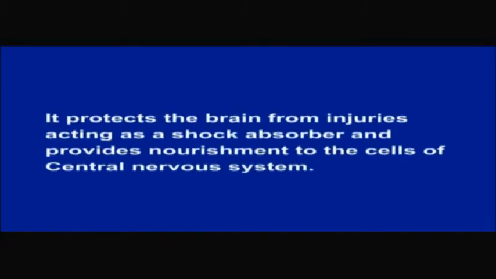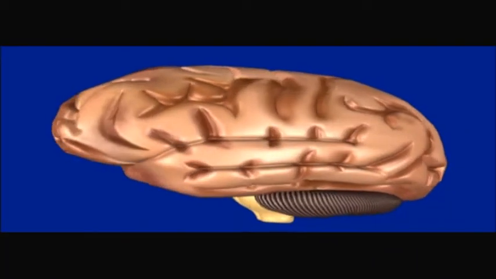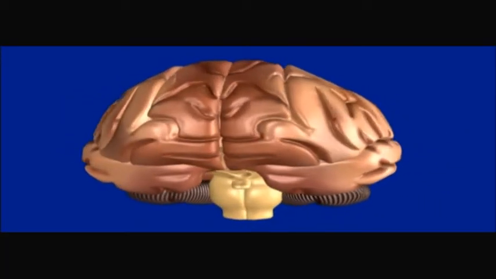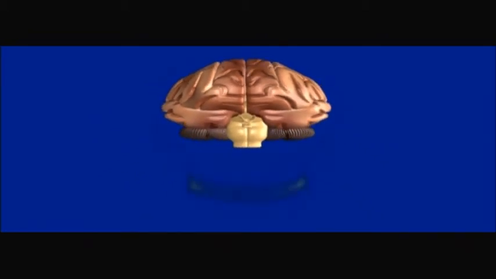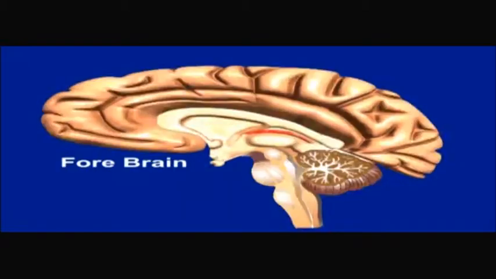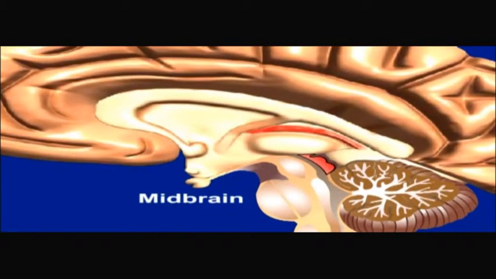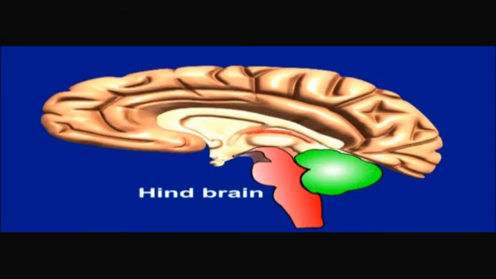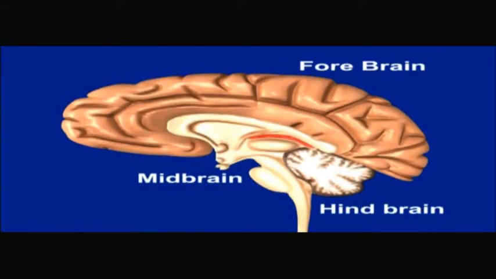It flows from brain to spinal cord and also from spinal cord to brain. It protects the brain from injuries, acting as a shock absorber, and provides nourishment to the cells of central nervous system. Brain. It is a soft and delicate structure, enclosed in a bony structure called cranium. Cranium protects the brain from injuries. It is divided into forebrain, midbrain and hindbrain. Let's see all of them in detail.